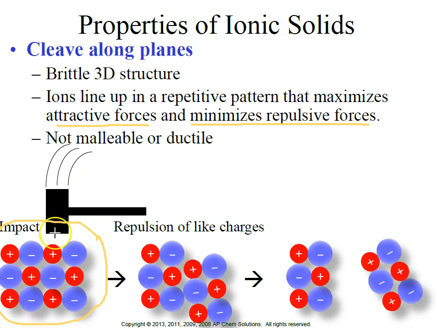So if it is hit with something, that hit is going to shift off this line of perfectly aligned ions. If you hit this ionic compound, oh no, now you have these two positives beside each other. That is going to cause repulsion and a cleaving along that plane. And so that is why ionic compounds are very, very brittle. If you hit a metal, for example, the atoms will just move around. They're not going to break apart from one another, but ionic compounds, when you hit them, create a lot of repulsion, causing them to break off.